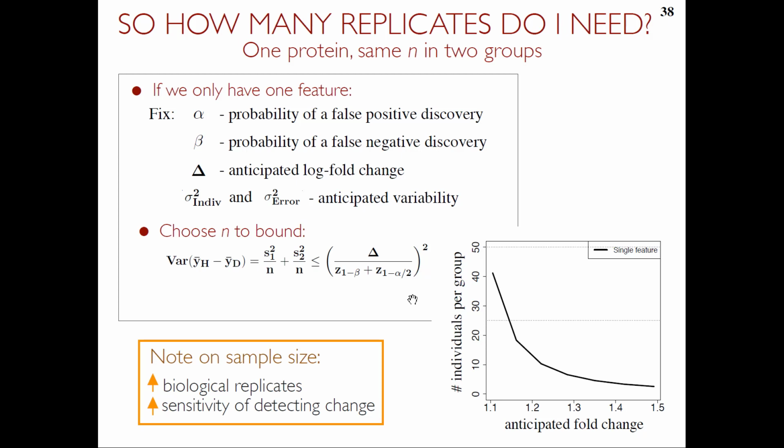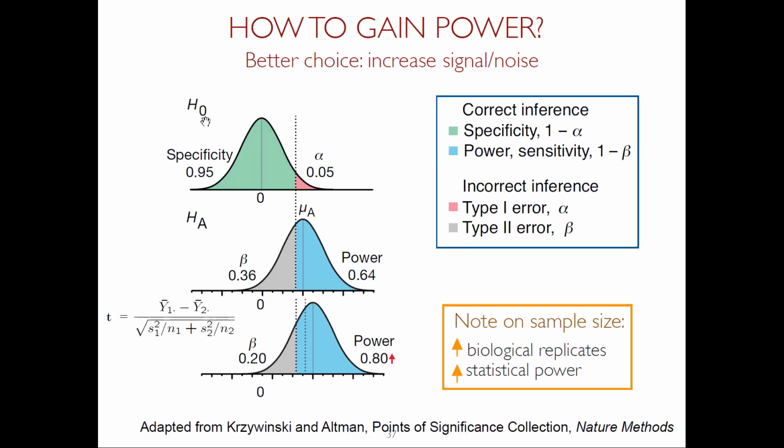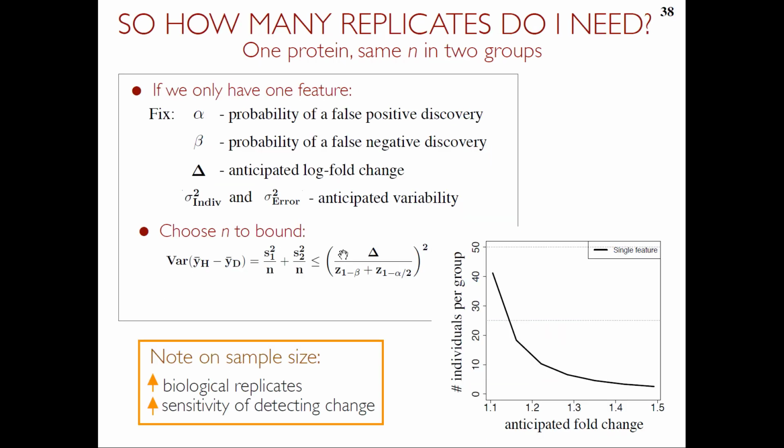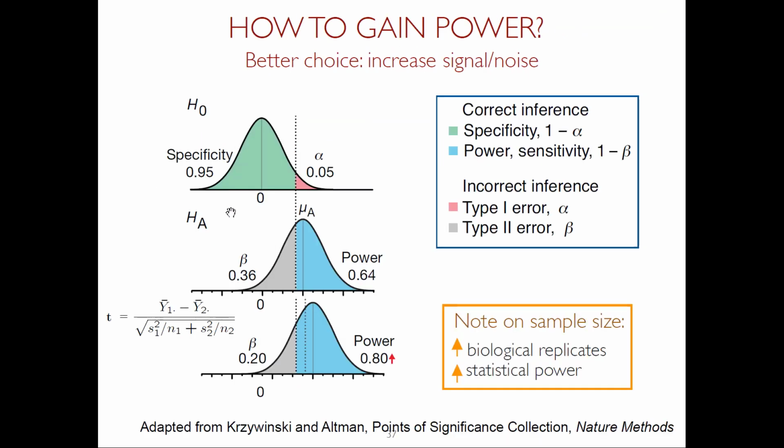And it depends on what? It depends on many things. It depends on alpha, right? So this is where my goalpost will be. The more towards the tail is my goalpost, the more difficult it will be for me to have high power. It is also the probability of false negative. So false negative is here.